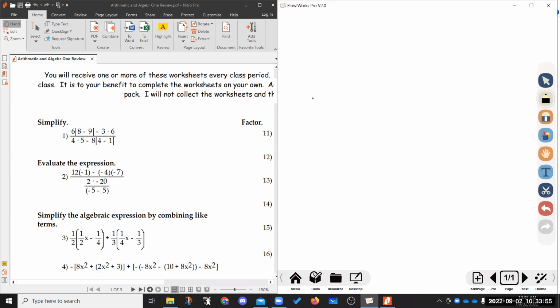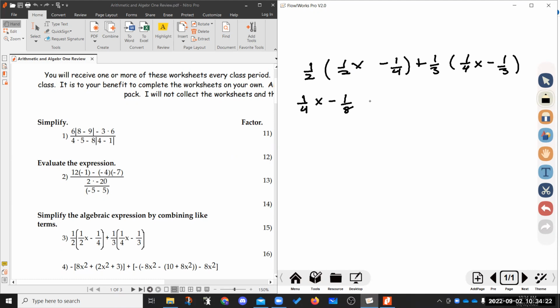Now we want to simplify this algebraic expression. It's got lots of fractions in it. You'll see lots of fractions in these packets because that's one of the things that we wanted students to get used to, doing arithmetic with fractions. So we're going to distribute this 1/2 to make this 1/4 x minus 1/8. We're going to distribute this 1/3 to make this 1/12 x minus 1/9. We're going to get our like terms together.